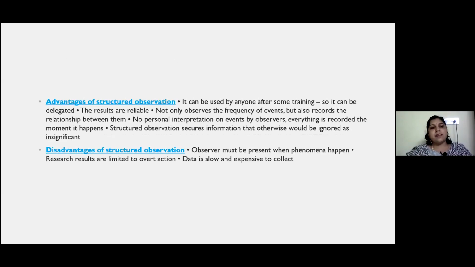So what is the importance of structured observation? It can be used by anyone for some training purpose. It can be delegated. The results are reliable. It not only observes the frequency of the event, but also records the relationship between them. There is no personal interpretation of events by observers. Everything is recorded at the moment it happens. Structured observation secures information that otherwise would be ignored as insignificant.